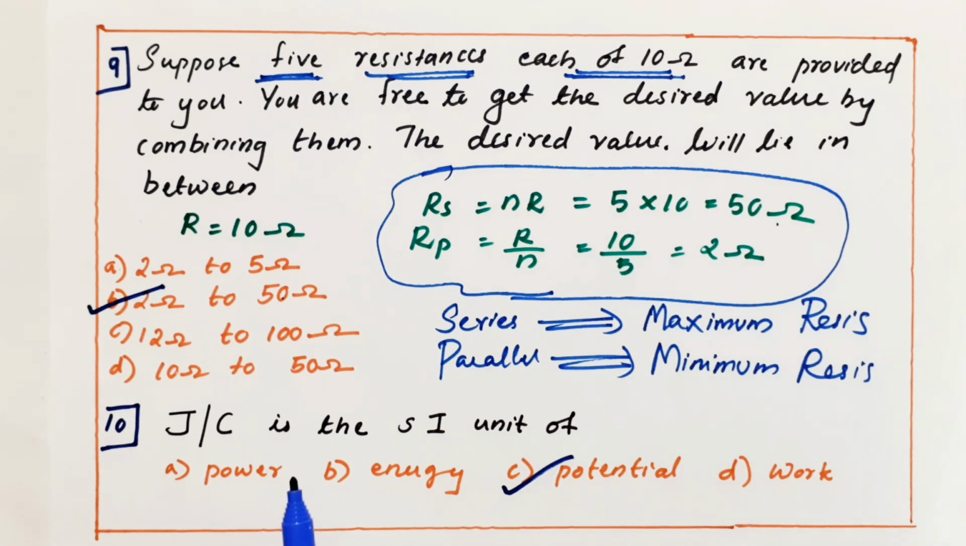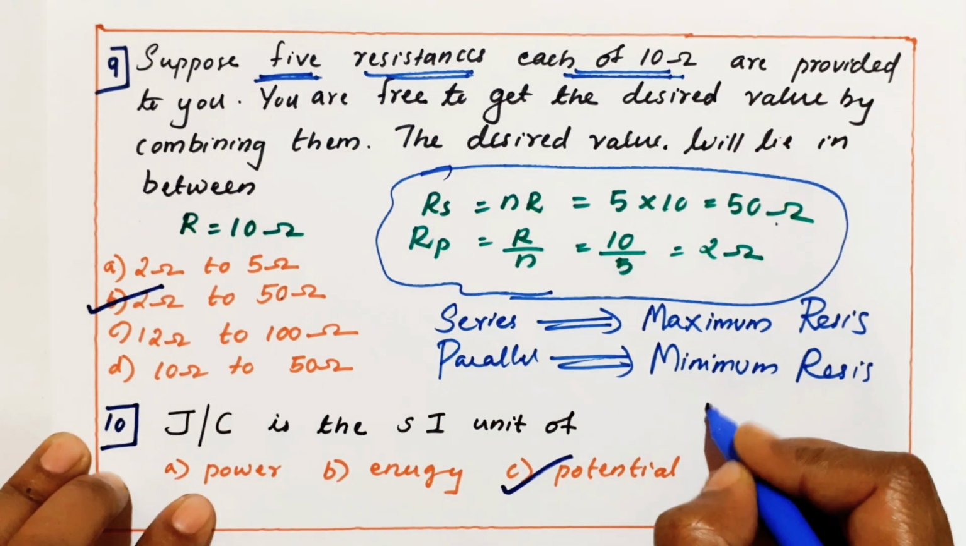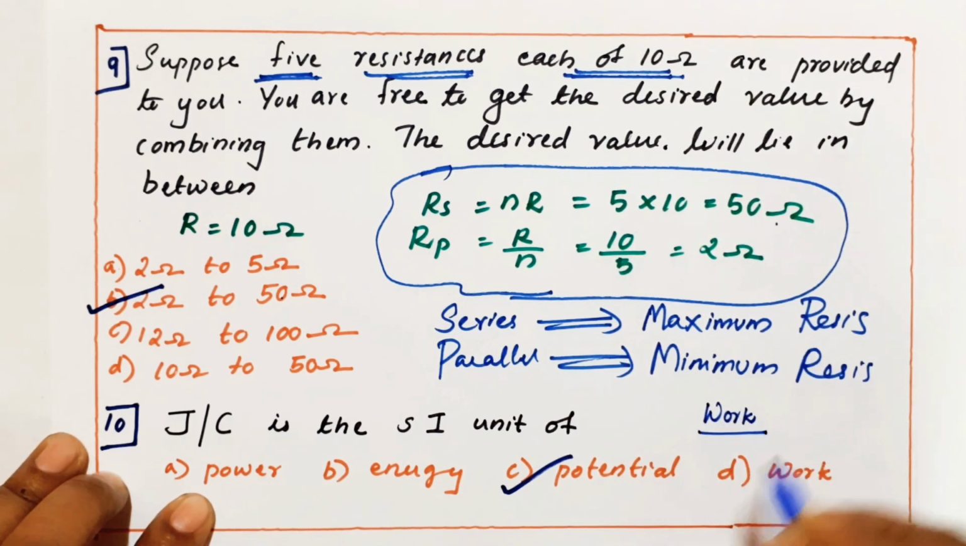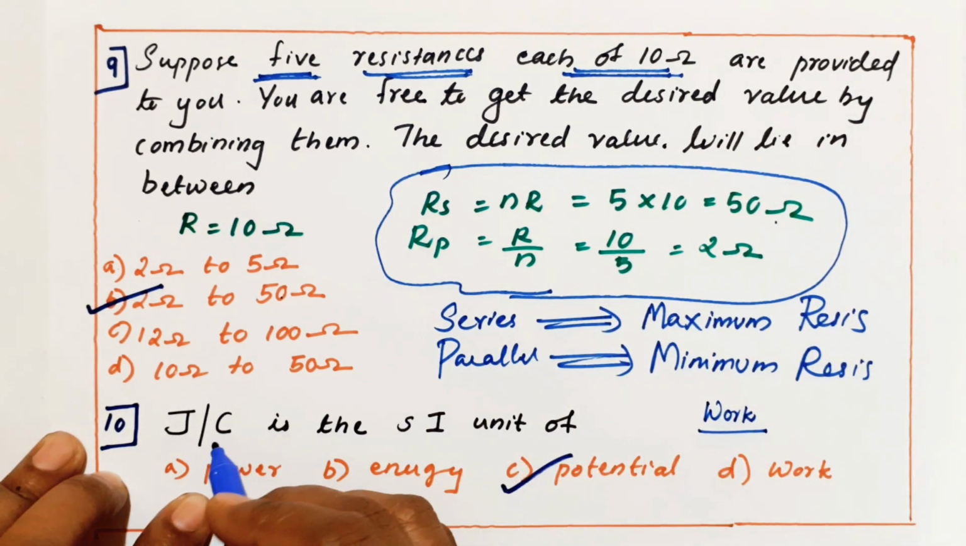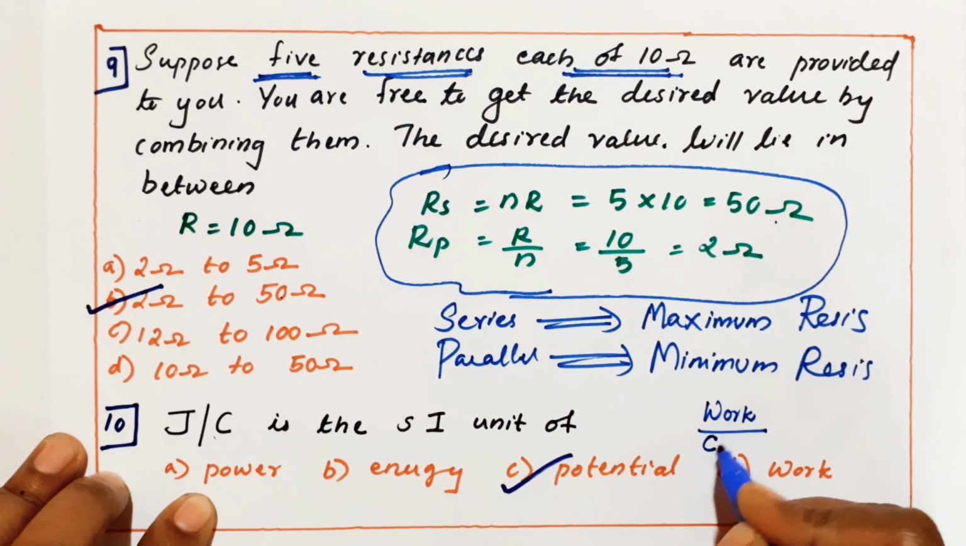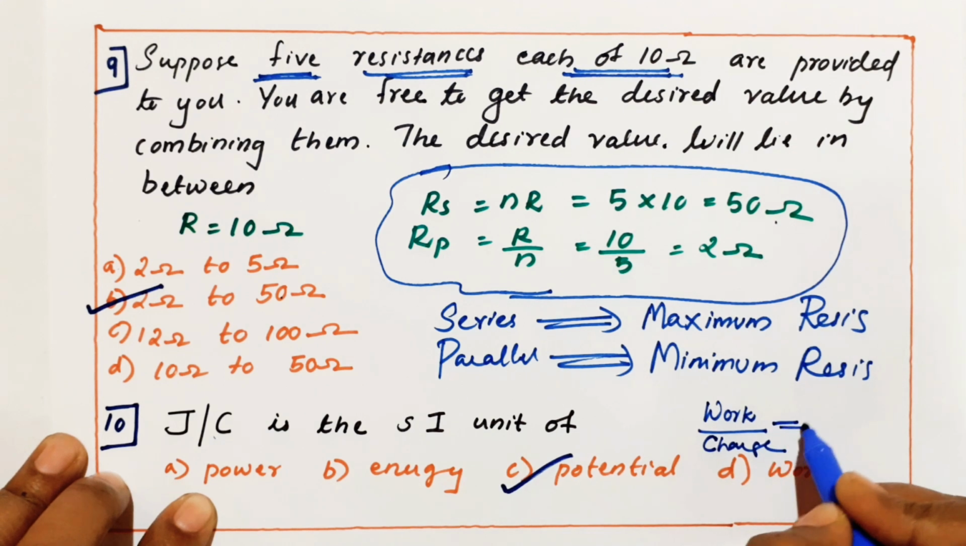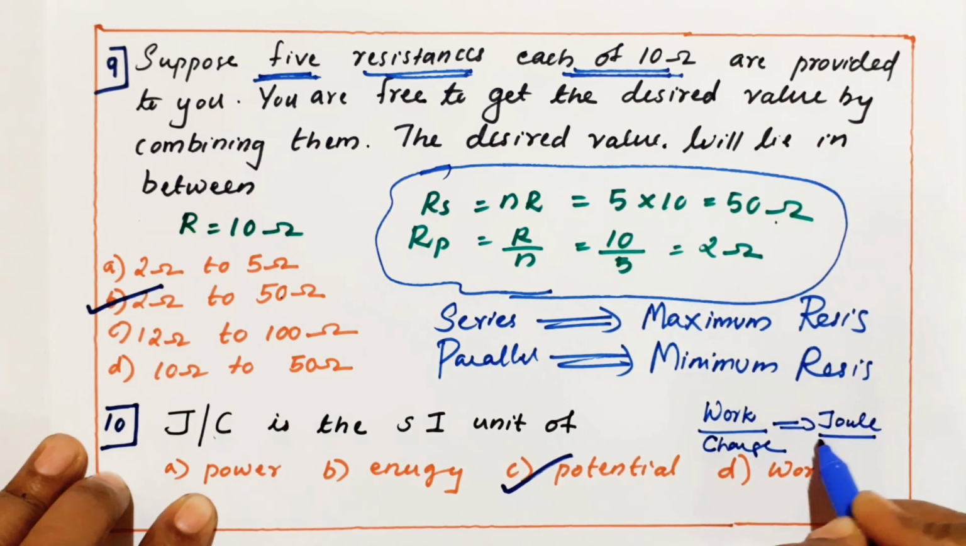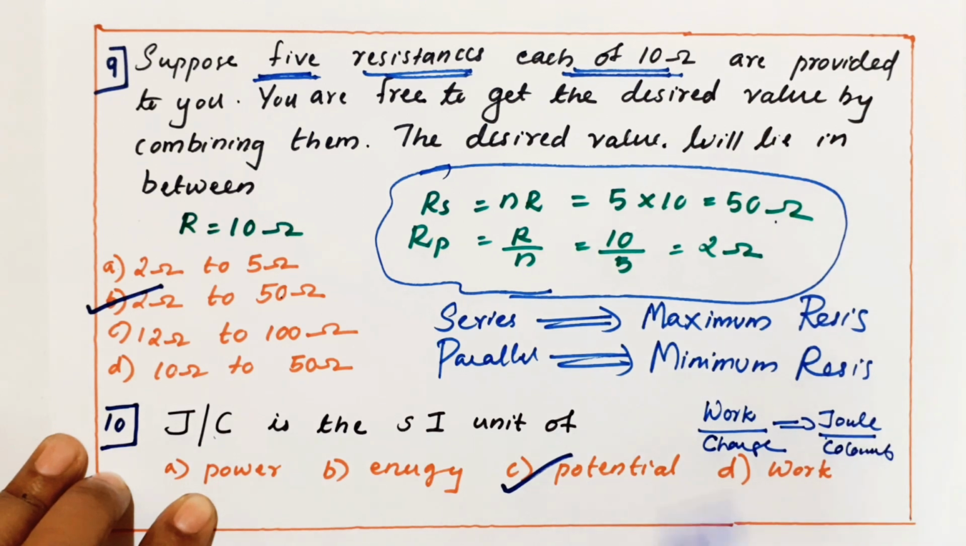Okay, next question. Joule per coulomb is the SI unit of what? Joule is the unit of work or energy. I am writing work. Q is a symbol of charge and the unit of charge is coulomb. So C is for charge. It means the work unit is joule and the charge unit is coulomb. Joule is for work, C is for charge.